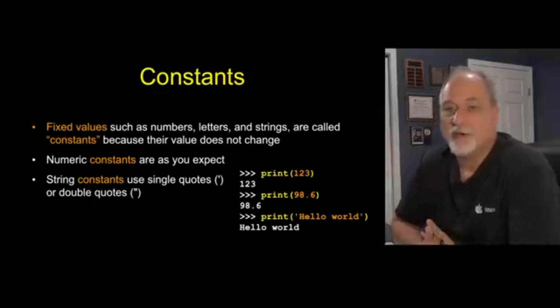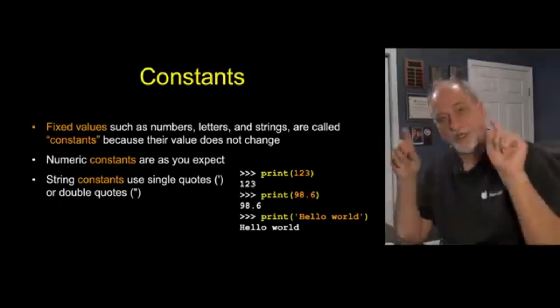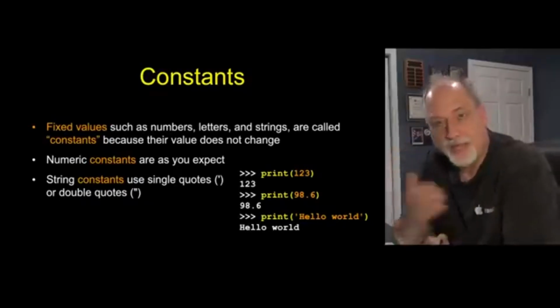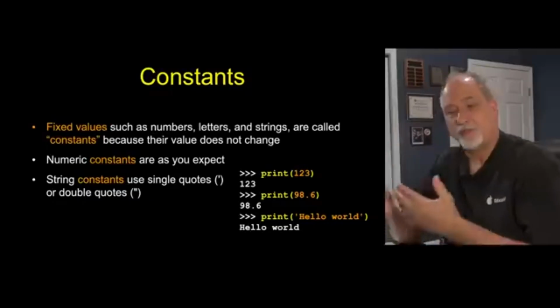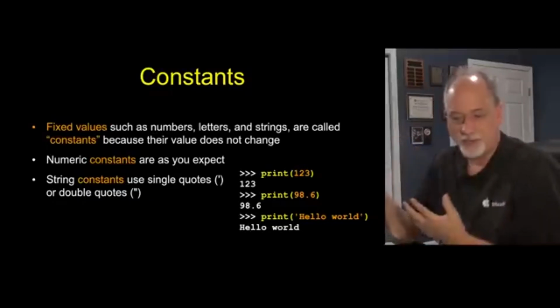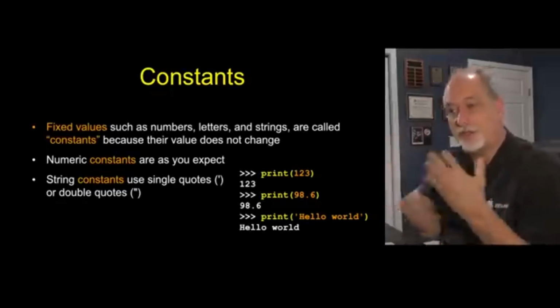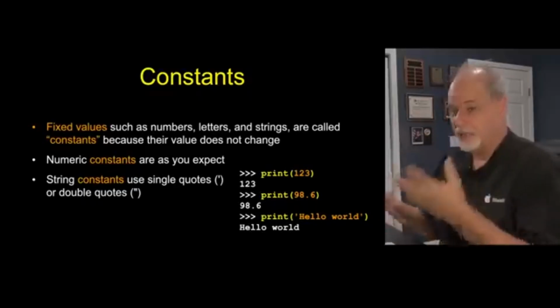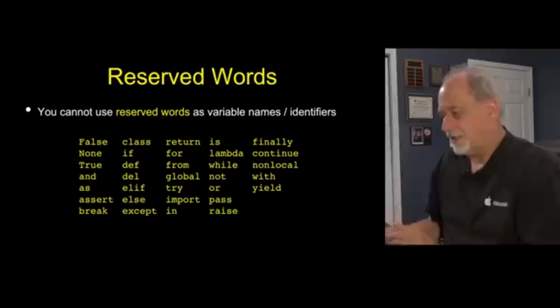So we have 123, we have 98.6, we have hello world, which is a string by enclosing it in quotes. We pass each of these things to the print function, and a side effect of the print function is that we see the output. So print 123 prints out 123, print 98.6 prints it out. So these are just really the syntax of constants, and without constants we can't write really much of anything.